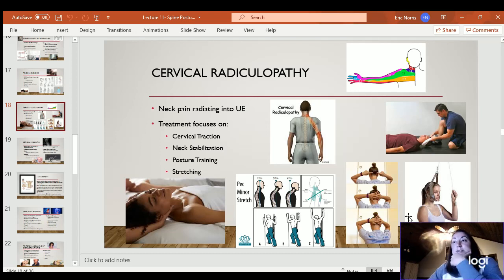Neck stabilizing, posture training, and stretching are all key here too, and it's basically the same types of exercise that we've talked about with any of your other neck pain, as far as what to stretch and what to strengthen. All those exercises are similar for each of these conditions.